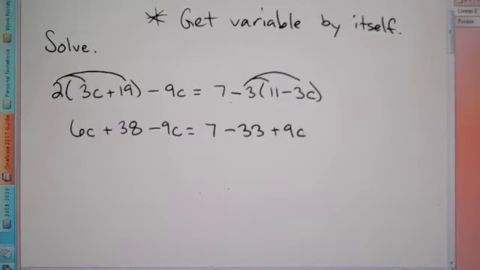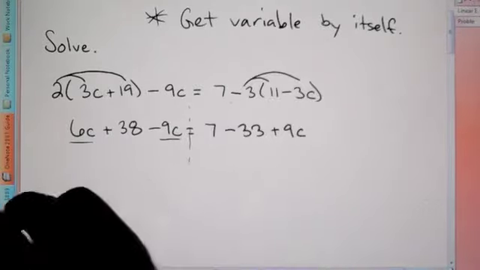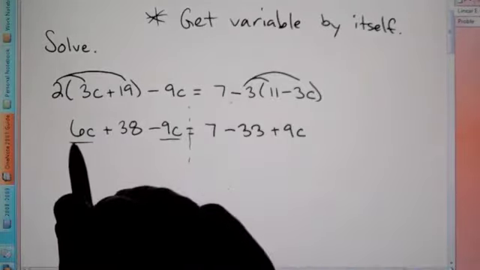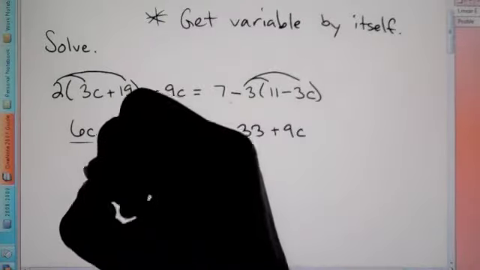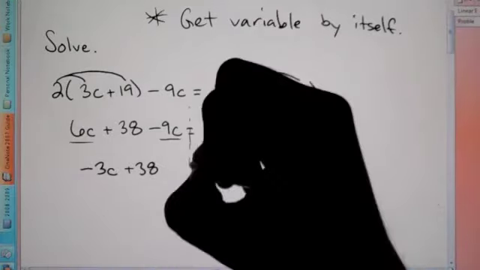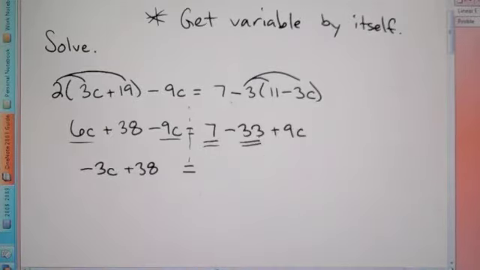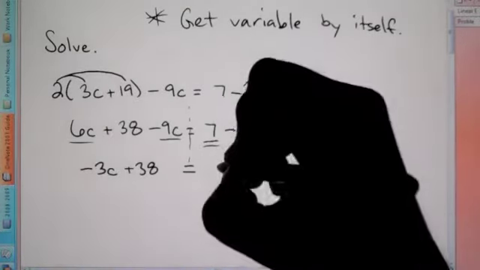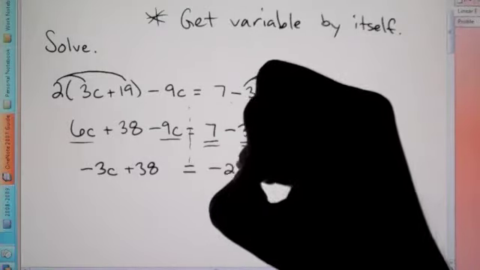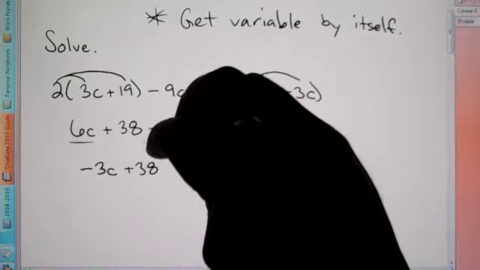Okay? Now the next step you always want to do is, before you start moving things from one side of the equal sign to the other, you want to combine like terms. And remember, you only combine like terms on the same side of the equal sign. So don't combine them this way. So here we have 6c minus 9c gives us a negative 3c plus 38. It's equal to, here we have 7 minus 33. So we're going to combine those that don't have c. That gives us a negative 26 plus 9c.